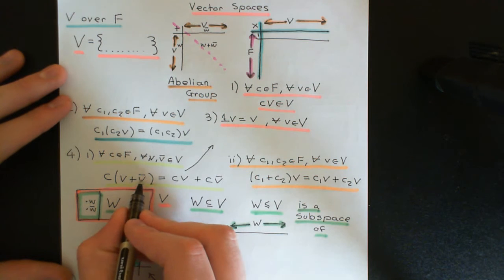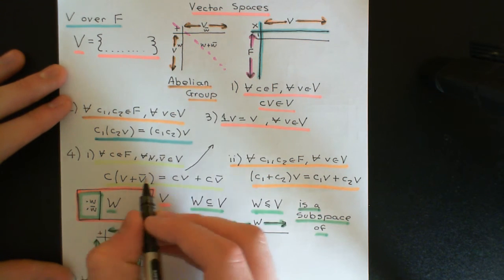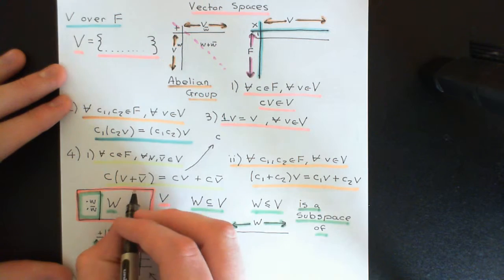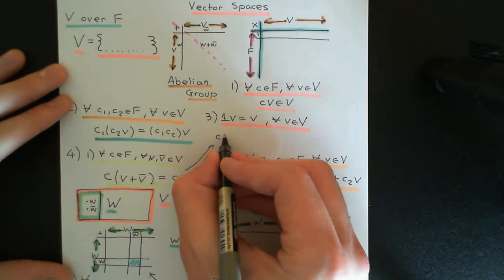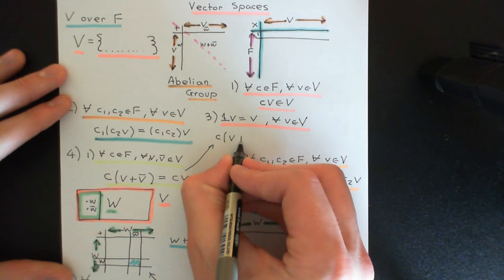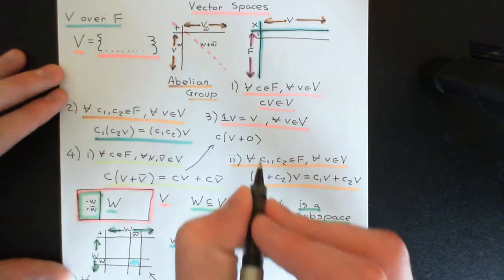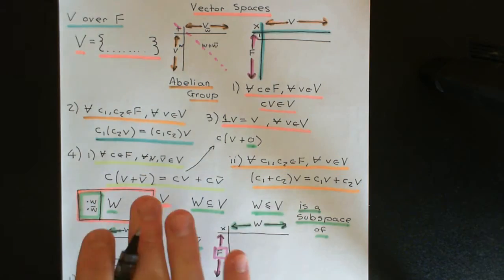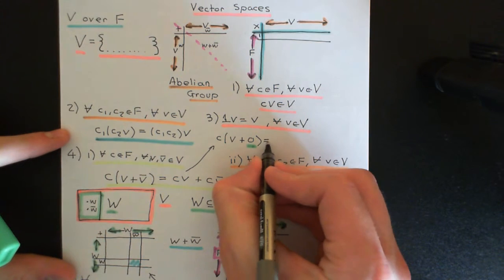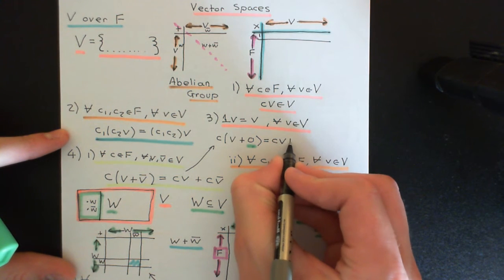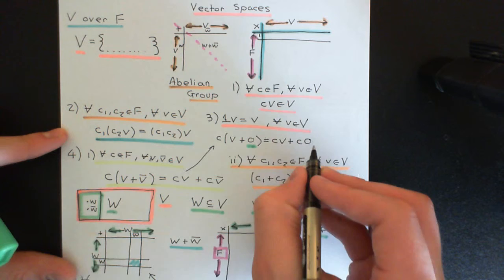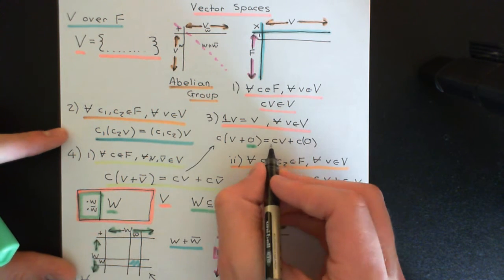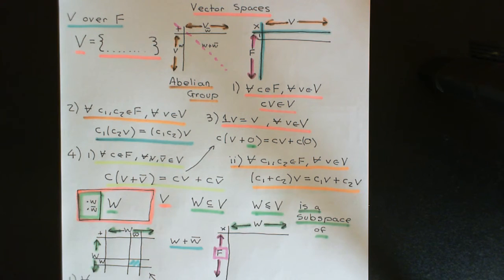So we will quite simply let V bar equal 0, the zero vector. So we'll take C times (V plus the zero vector). Now if we apply this distributive law here, what do we get? This must equal C times V plus C times 0. And let me stress, C and V are arbitrary elements of the field and vector space respectively. They can be whatever you like. I've not set any conditions on those.